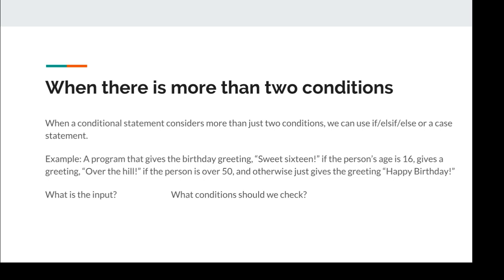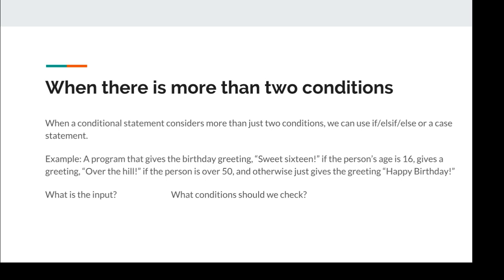When there's more than two conditions, so when a conditional statement considers more than just two conditions, we can use if, else, or we can use a case statement. So we'll look at both examples. So let's say we have a program that gives the birthday greeting sweet 16 if the person's age is 16. It gives the greeting over the hill if the person is over 50. and otherwise it just gives the greeting happy birthday.